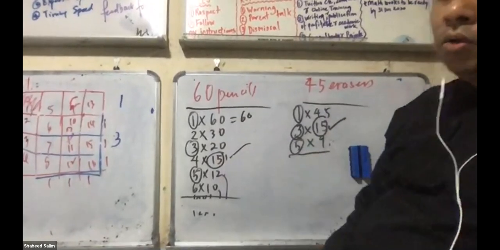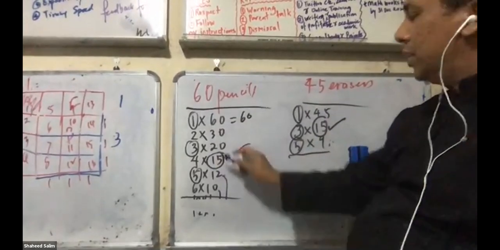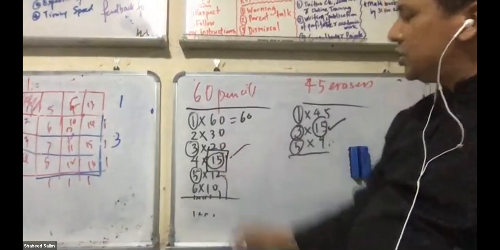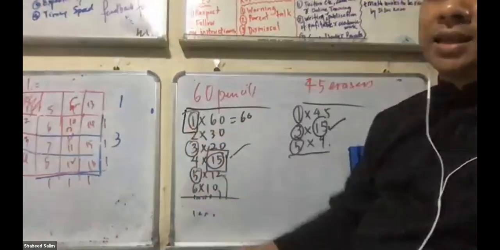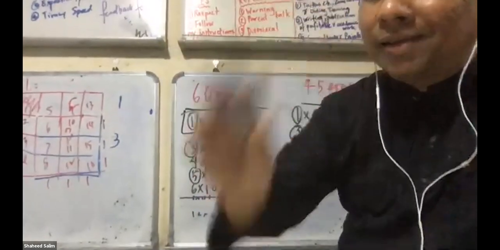So they ask you now, which is the biggest number of students? This is the biggest number. Which is the smallest number of students in the class? 1. 1 is always the answer. They will never ask you what is the smallest number in the class.